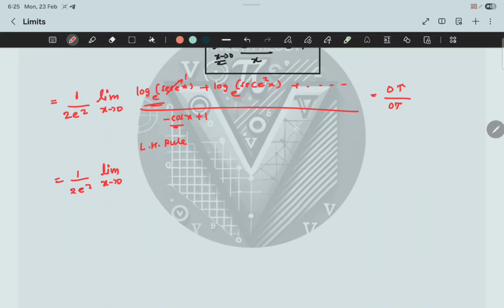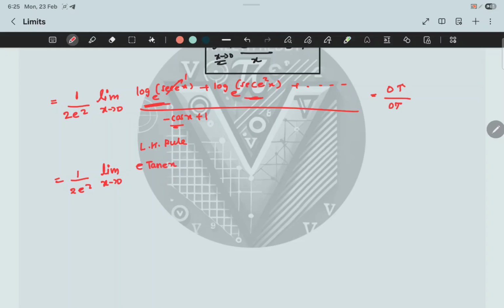So if I differentiate this term, I get 1 by secant ex into derivative of secant ex, which is secant ex into tan ex, into derivative of ex, which is e. So ultimately what is remaining is e tan ex. If you have understood this, let me directly write now. If I differentiate this term, I get e tan ex.